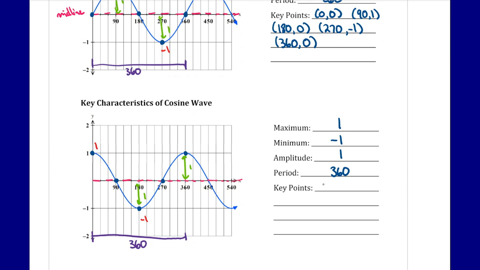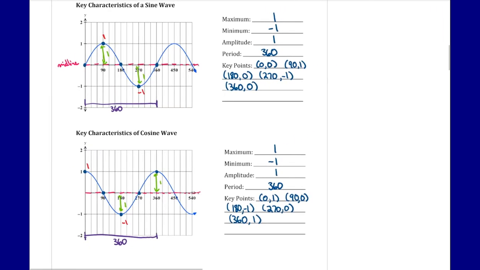Same idea though, we're looking for the maximum, the minimum, and the midline points. So we see 0 and 1, 90 and 0, 180 and -1, 270 and 0, and 360 and 1. Those are the key points of the cosine wave. Hopefully you do recognize that the cosine wave and the sine wave are very similar. They have very similar characteristics. The only difference is some of those key points.